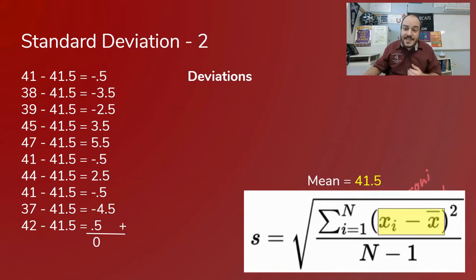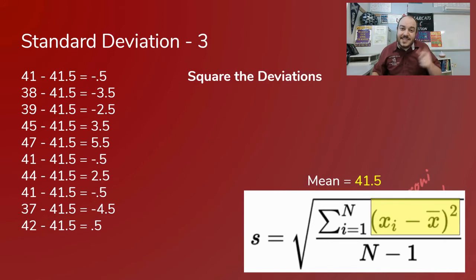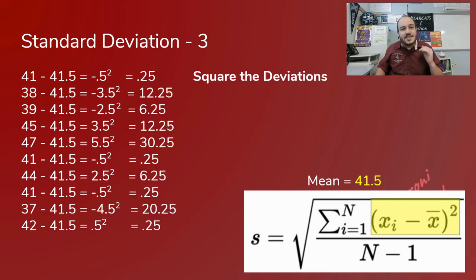Well, you can see down in the formula that our next step is going to be to square the deviations. Because if we square each and every one of them, it will make it positive, because a negative times a negative gives you a positive. So step 3 is to square the deviations. And once again, you can see quickly, I've put all of those out there for us to see.